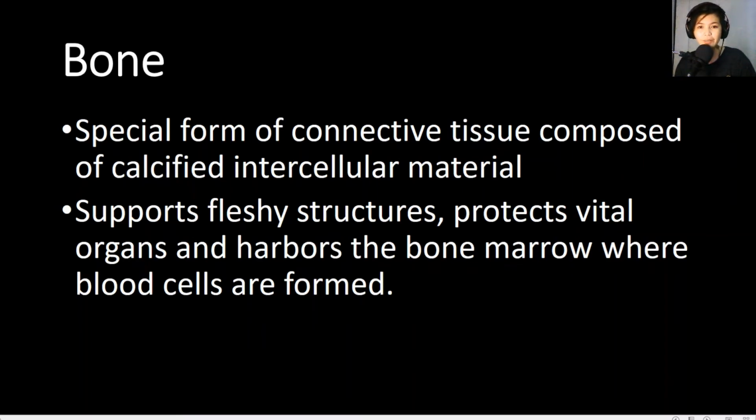Hello again. So this will be the continuation of our discussion in the connective tissue. And we have here the bone. So the bone is also similar to cartilage in which it is a special form of connective tissue and consists of cells, fibers, and extracellular matrix. Because of the mineral deposition in the matrix, bones become calcified.